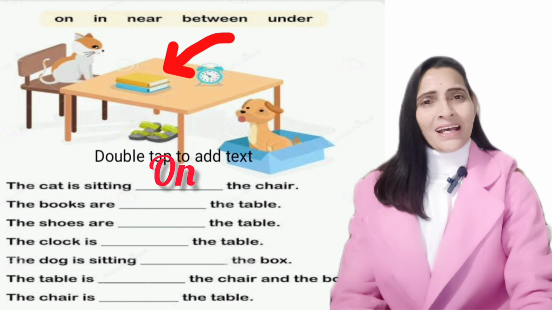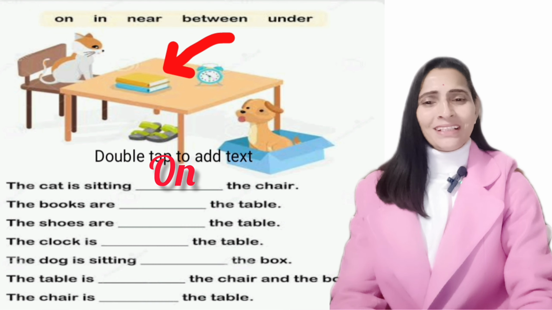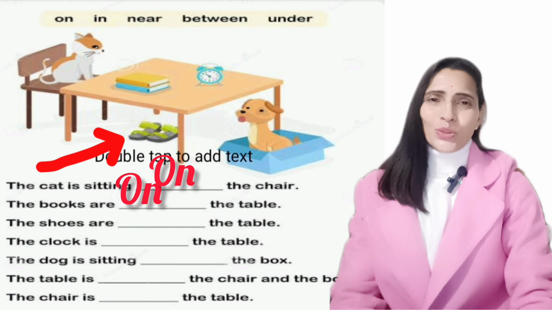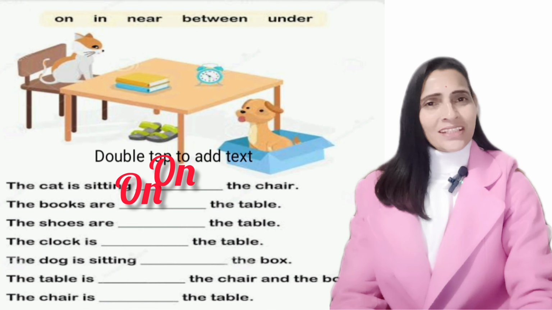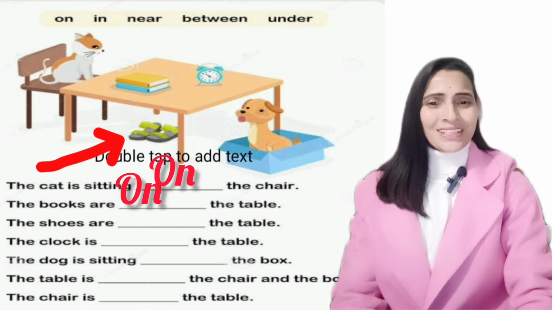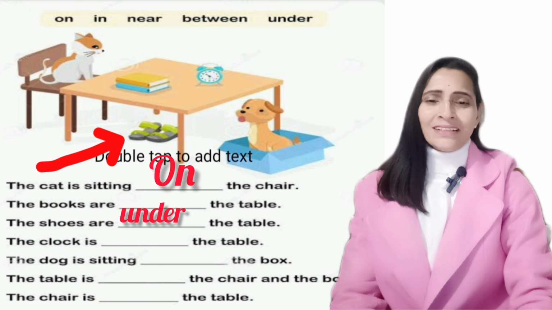The books are dash the table. Which preposition we will use here? The books are on the table. The shoes are dash the table. Which preposition we will use here? Where are shoes? Under the table. The shoes are under the table.